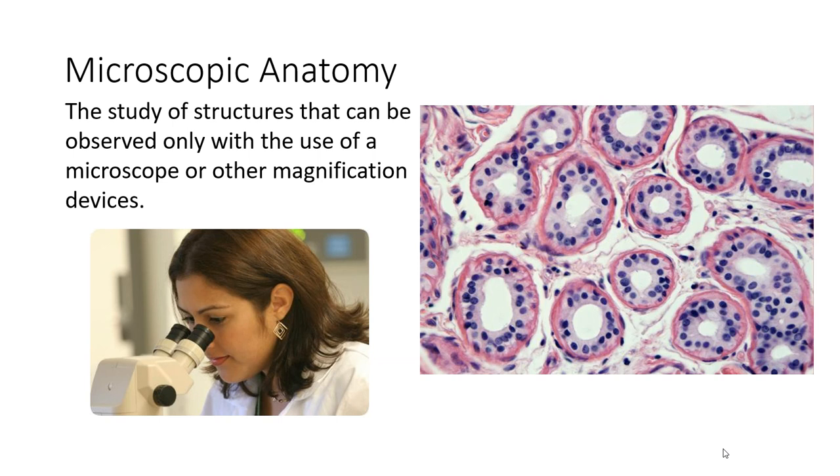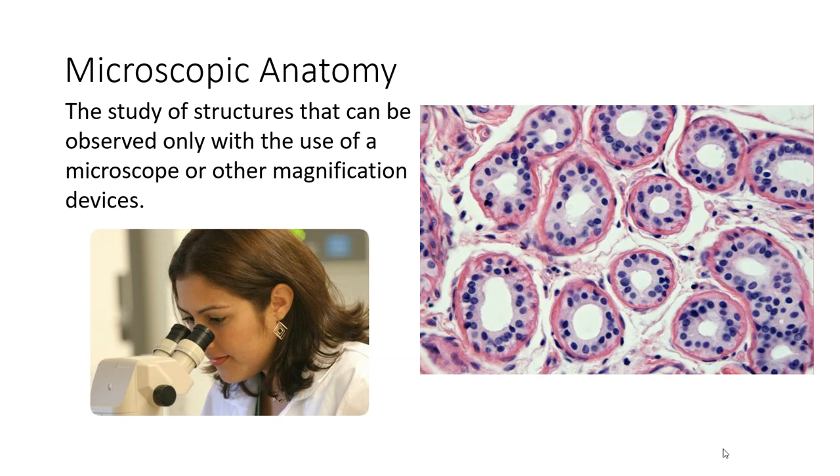Another subdivision would be systemic anatomy. This is the study of structures that make up a discrete body system. The group of these structures will work together to perform unique body functions. One example would be the muscular system.